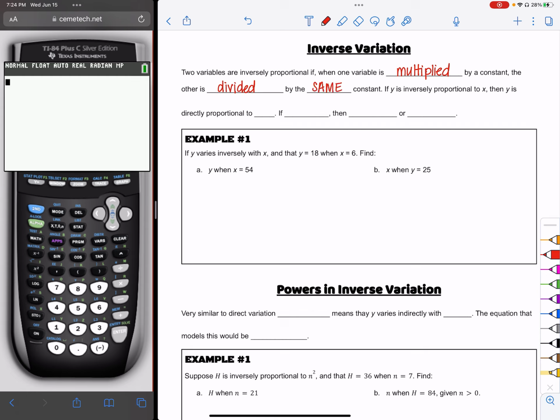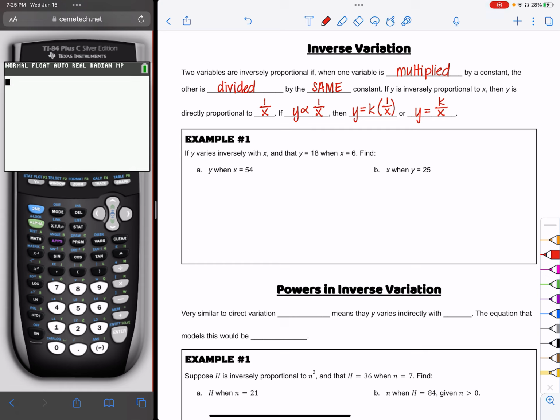If y is inversely proportional to x, then that means that y is directly proportional to the inverse of x, or what we call the reciprocal of x, which is 1 over x. So if we say that y is directly proportional to 1 over x, then we are going to have the equation y is equal to k times 1 over x, which will then simplify and be y is equal to k divided by x.